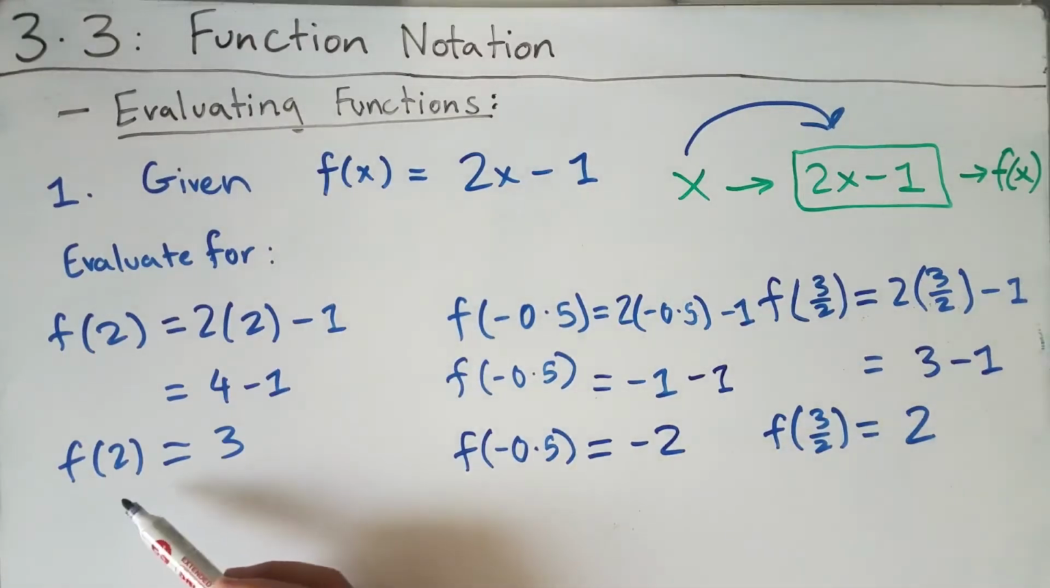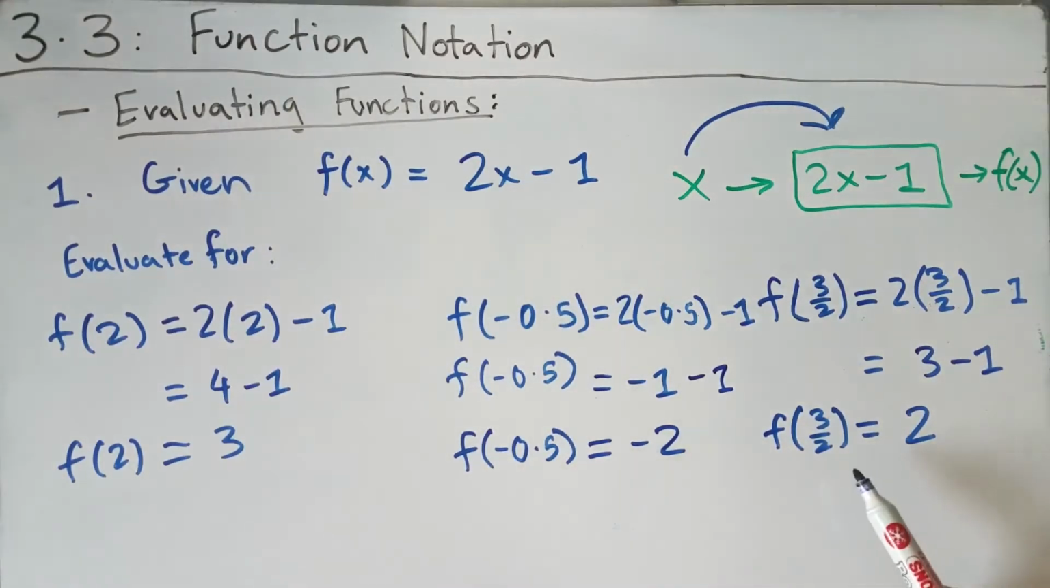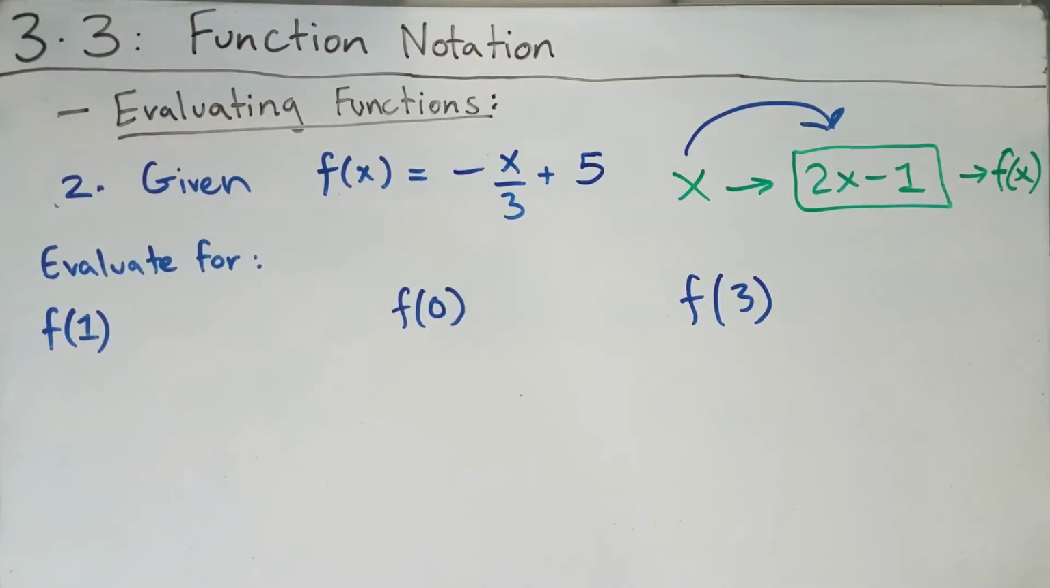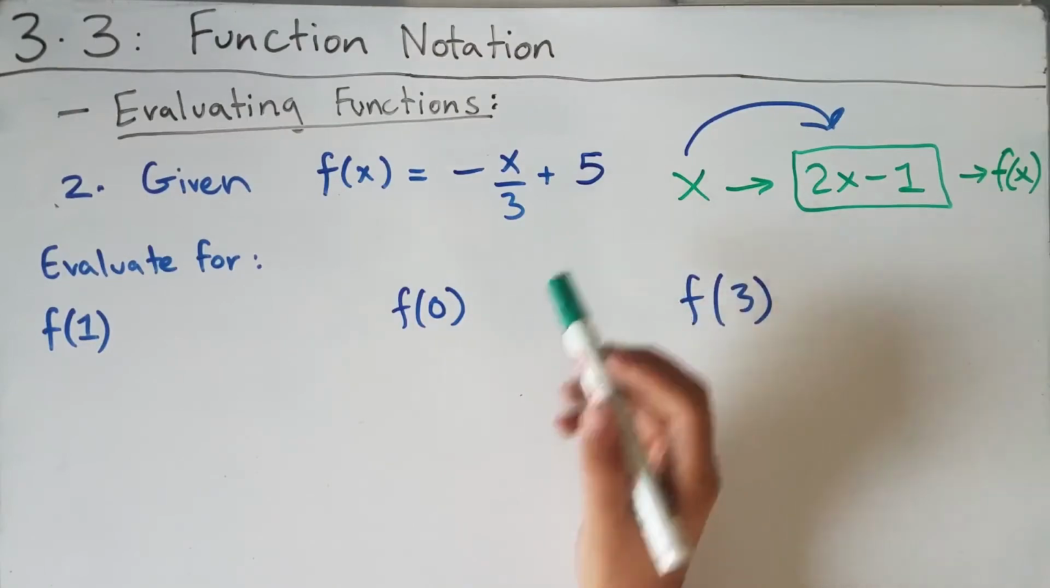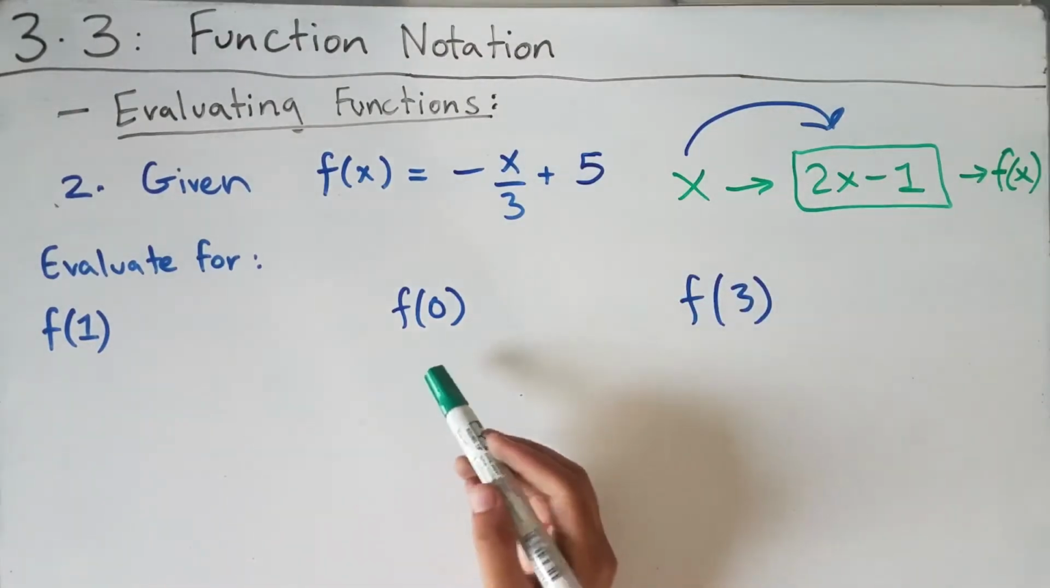So here we got f of 2, f of negative 0.5, and f of 3/2. In question 2 we're given the function f of x equals negative x over 3 plus 5. And we're asked to evaluate the function for x equaling 1, 0, and 3.